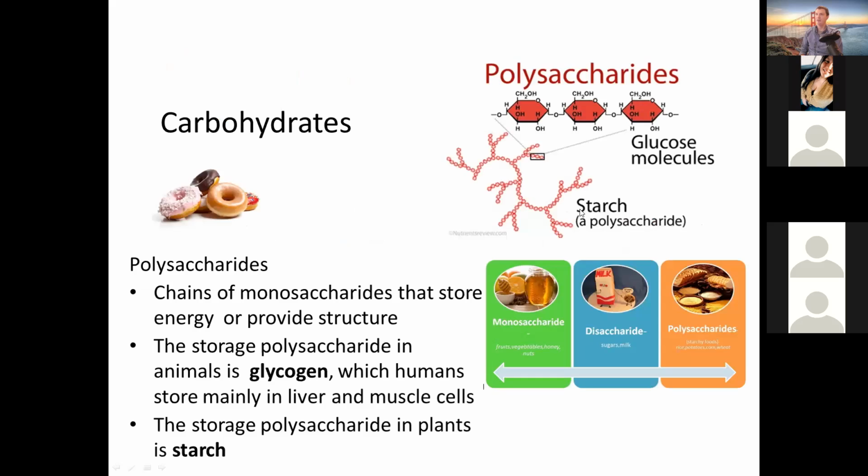Okay, so for polysaccharides now, these are longer chains of monosaccharides, and these usually store energy or provide structure. It's important to remember that the storage polysaccharide in animals is glycogen, which humans mainly store in their liver and their muscle cells. And the storage polysaccharide in plants is starch, okay? And that's kind of shown here.